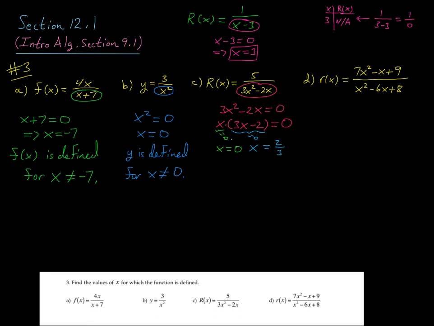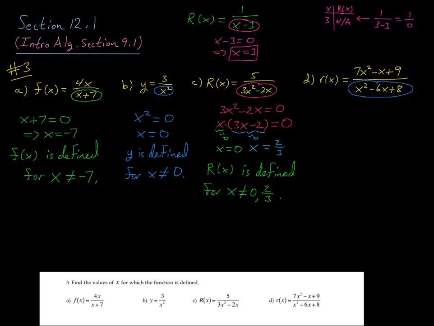So in other words, if I set 0 for x, I'm going to run into a problem because I'll be dividing by 0. And if I set x to be 2/3 into this denominator, I'm still going to be dividing by 0. So the big punchline then is that r of x, the function, is going to be defined for all x aside from these two values. So for x not equal to 0 and 2/3.